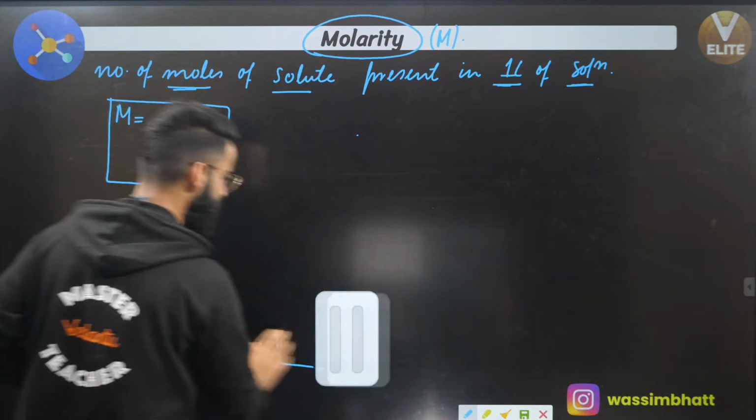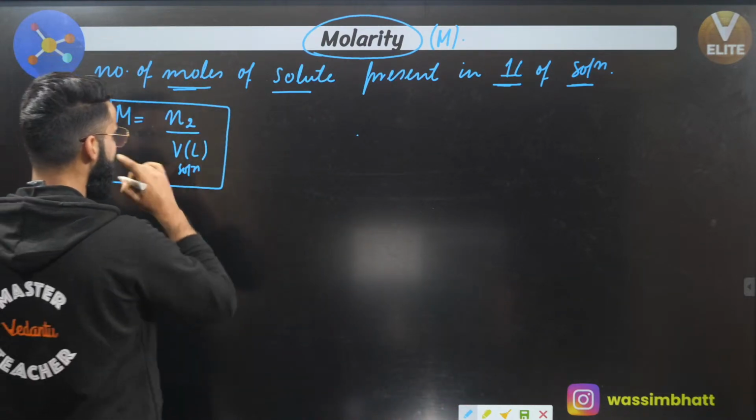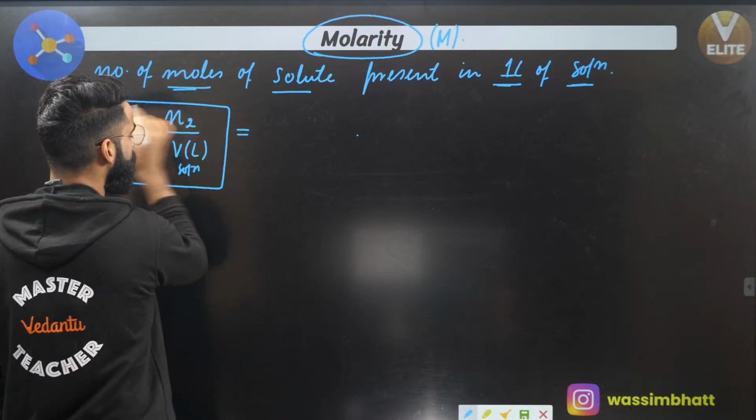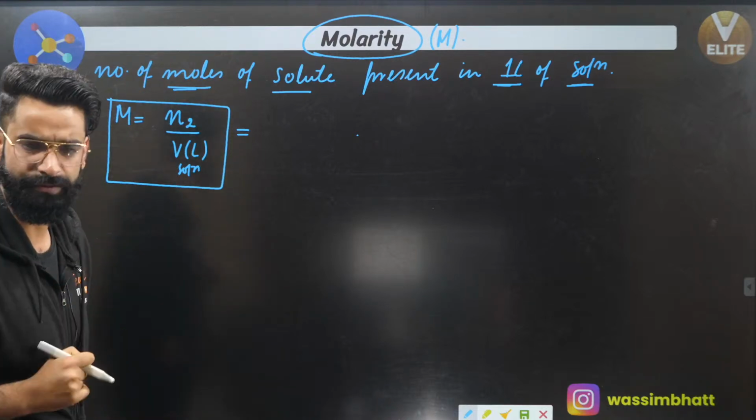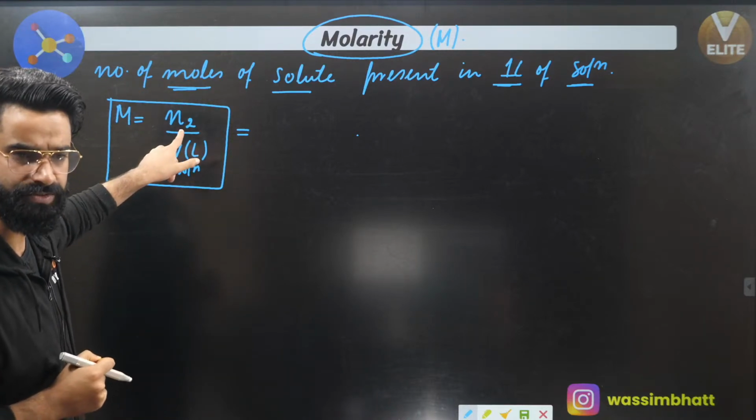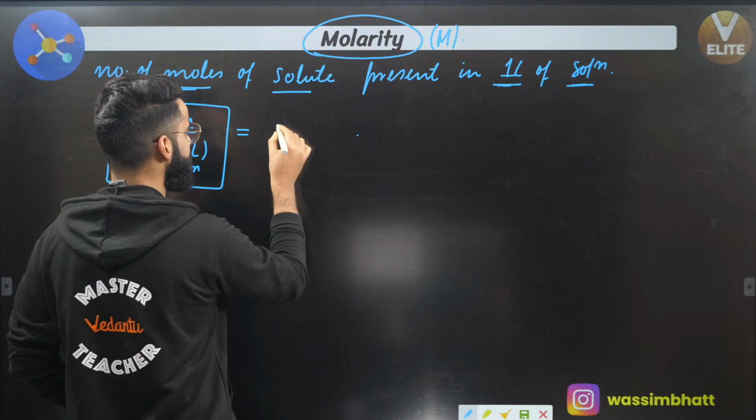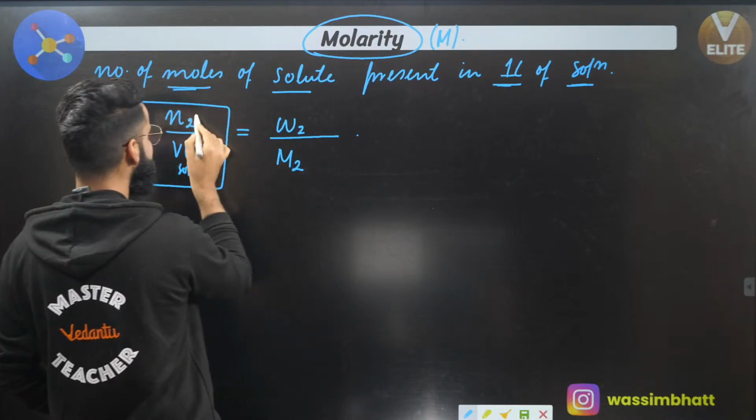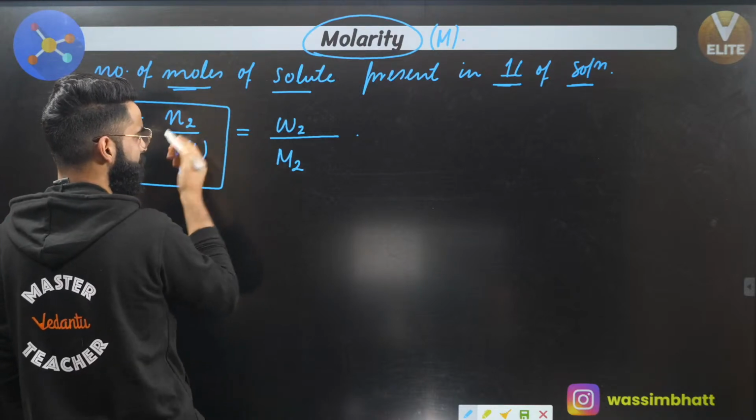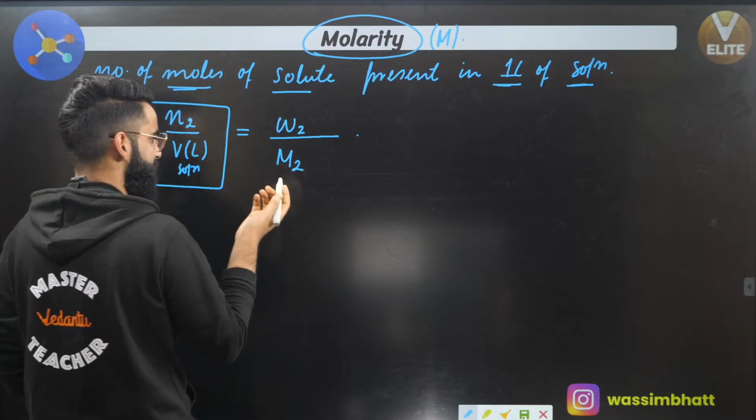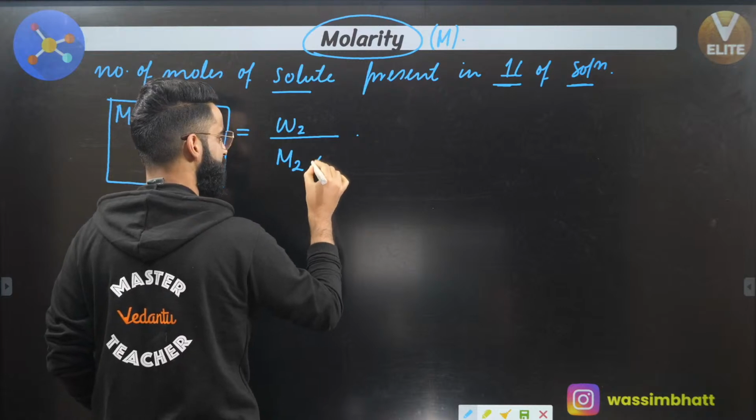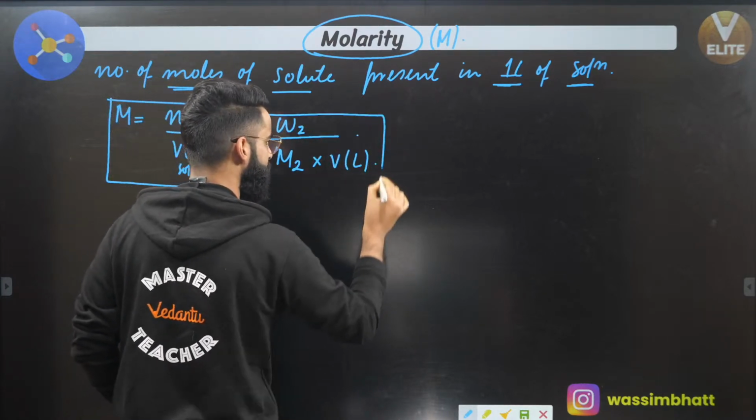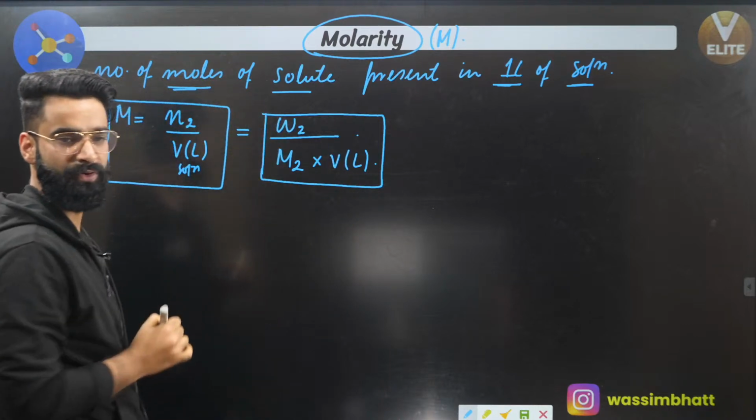Number 2. I can write the same formula in a different way as well. What is this N2 over here? N2 is the moles of solute. Can I say moles of solute will be equal to mass of solute divided by molar mass of solute, as per the simple definition of mole? And in the denominator, you have got the volume of solution in liters. This is one more formula which you can use at times to calculate the molarity of the solution.